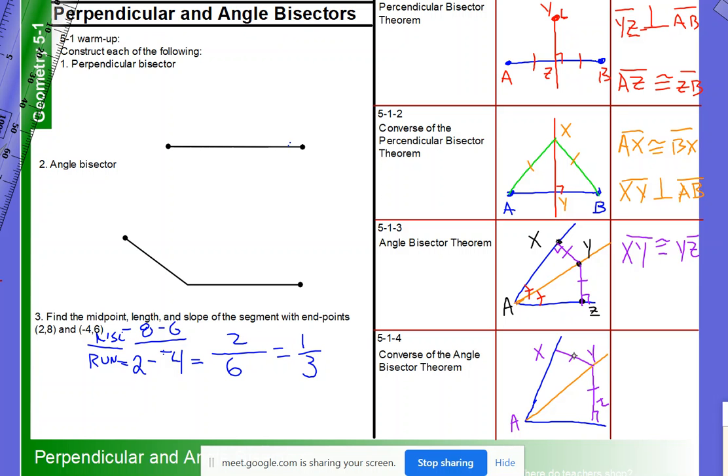If we know that these two side lengths are congruent, then we know that the angles must also be congruent. So the conclusion here is, if we're given the fact that these side lengths are congruent, then we know that these angles are congruent as well. So we can say that angle XAY is congruent to angle YAZ.